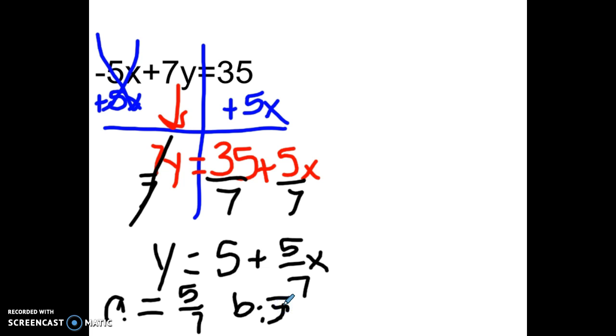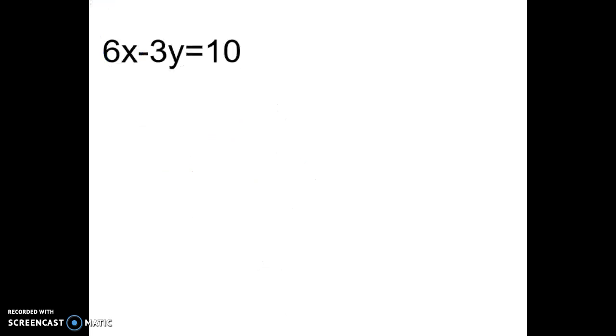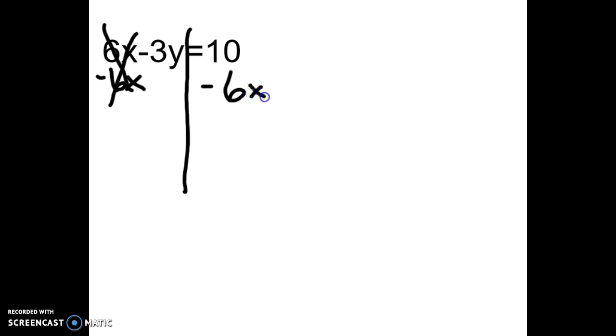Okay. The next problem that we're going to look at, if you flip your sheet over and look at number 7, this will help you do number 7. They're very similar. Okay. Y is not by itself. I have this positive 6x right here. So to cancel out a positive 6x, I'm going to do the opposite. I'm going to subtract 6x here. What I do on one side, I have to do on the other. So I'm going to subtract 6x there.